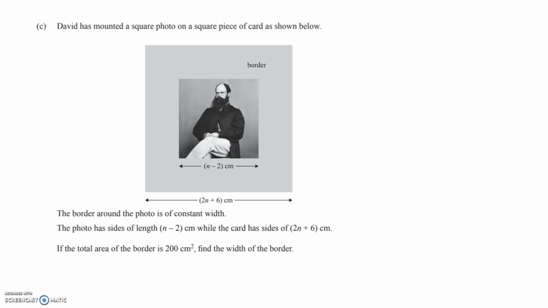bit like this. So David has mounted a square photo on a square piece of card as shown below, and the border around the photo is of constant width. The photo has sides of length n minus 2 centimetres and the card has sides of 2n plus 6 centimetres. And we're told that the area of the border is 200 centimetres squared. Our job is to find the width of the border.